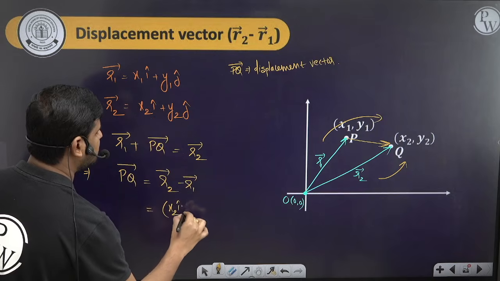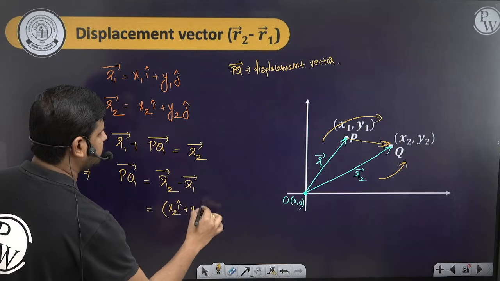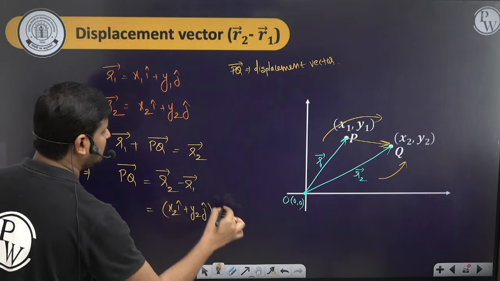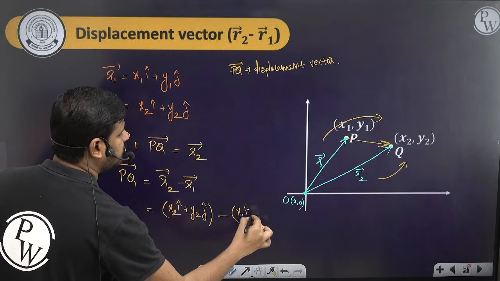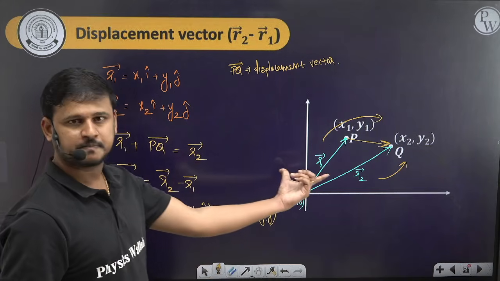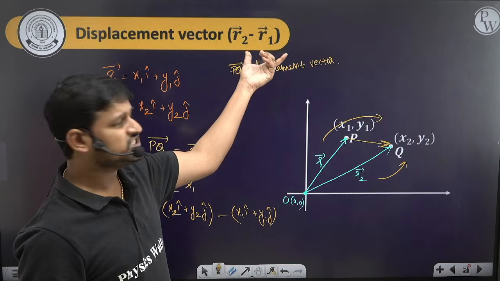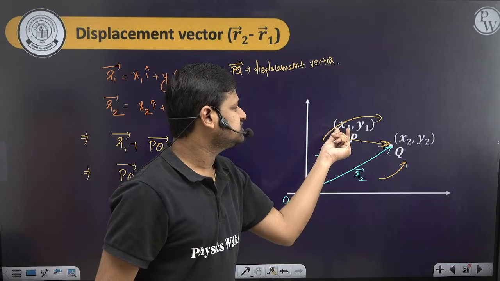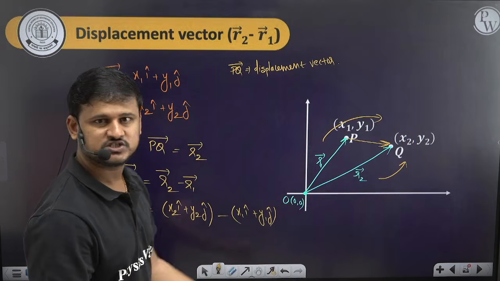x2 i cap plus y2 j cap, minus, what is R1 vector? x1 i cap plus y1 j cap. I am just showing you the procedure. That's it. So directly you can remember the displacement vector, which is (x2 minus x1) i cap plus (y2 minus y1) j cap. So that you can do.